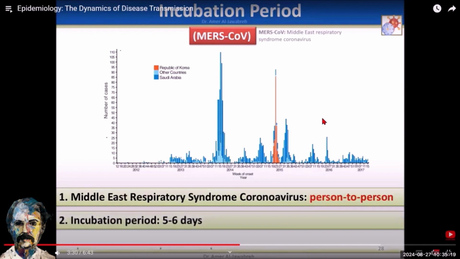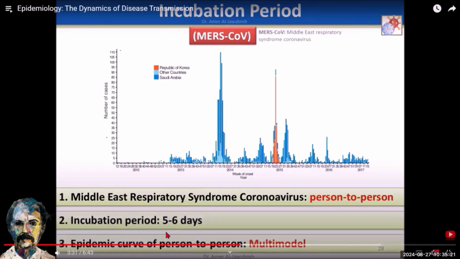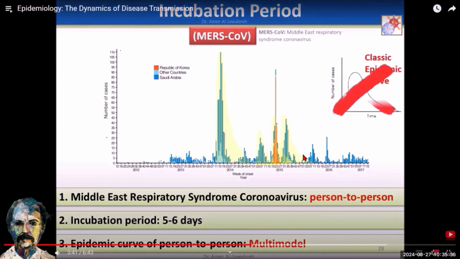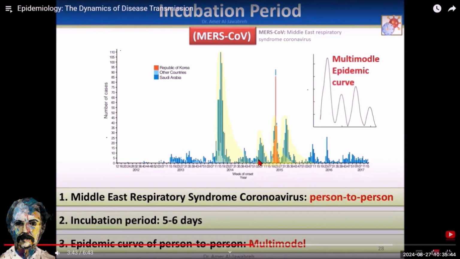This one, have a look. Incubation period is 5 to 6 days, which is very short, like a week. And look, that's a peak, another peak, a third peak, a fourth peak, and so on. So this is not the classic. The classic is foodborne. This is something else. We call it multimodal, or multiple exposure. Look, a multimodal epidemic curve, multiple curves, up and down. Because it's not food, it's people meeting each other. Okay, so this is the idea.